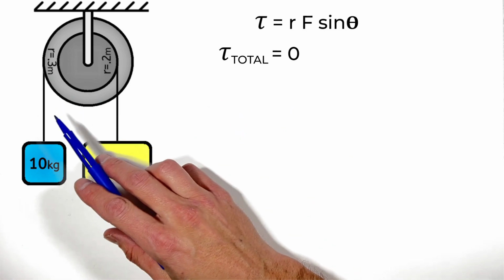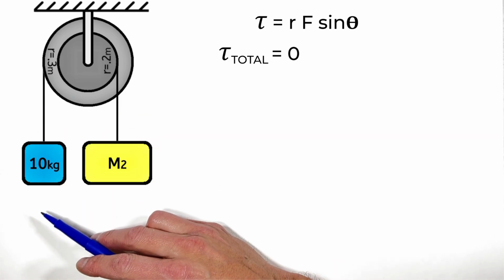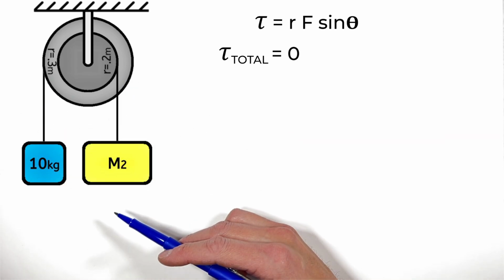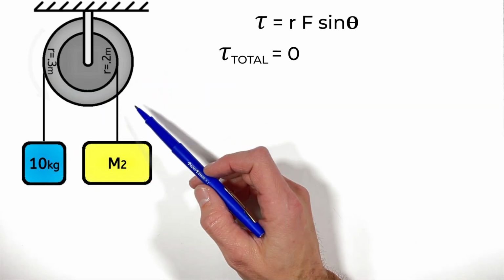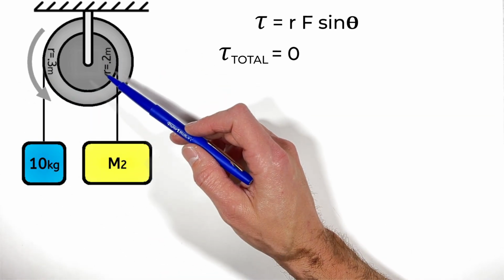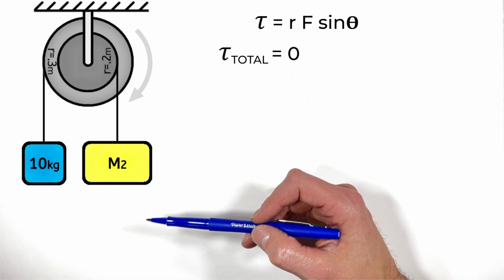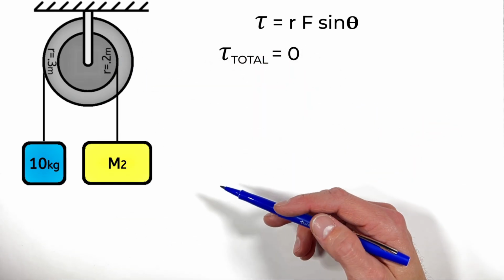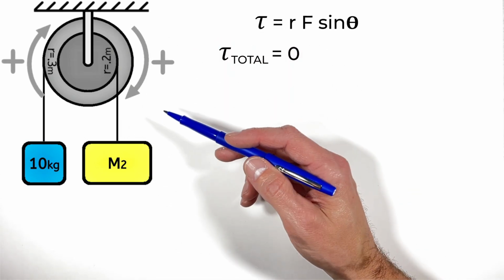There are two things that are providing torque on this pulley. We have our mass hanging from the left and our mass hanging from the right. And they're acting in different directions. This mass on the left is trying to rotate the pulley counterclockwise, and the mass on the right is trying to rotate the pulley clockwise. Now, it really doesn't matter which way you choose to call the positive direction. I'm going to say in this problem that the positive direction is clockwise.